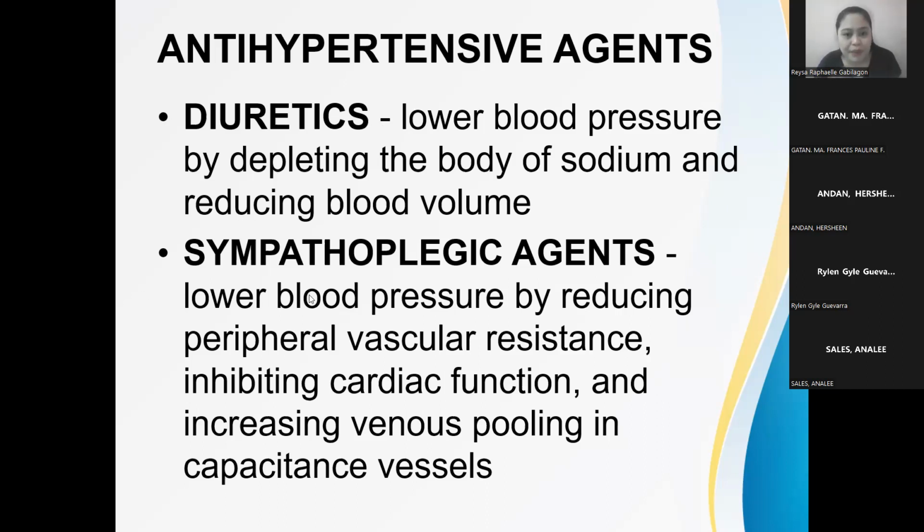And then we have sympathoplegic agents also. They lower our blood pressure by decreasing the resistance of the blood vessels to blood flow. Meaning of that, they can cause vasodilation, relaxation of our blood vessels so that they can accommodate more blood. And at the same time, sympathoplegic agents can also inhibit cardiac function, increase venous pooling, yung mga veins natin can accommodate blood, and they can have increased capacitance level, meaning yung capacity nila is tataas for blood.